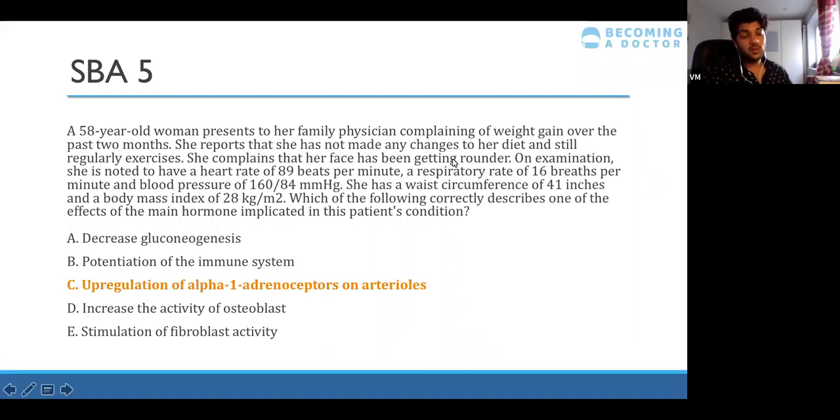But it was Cushing syndrome causing high cortisol and an upregulation of these receptors, increasing the blood pressure. I hope that makes sense.